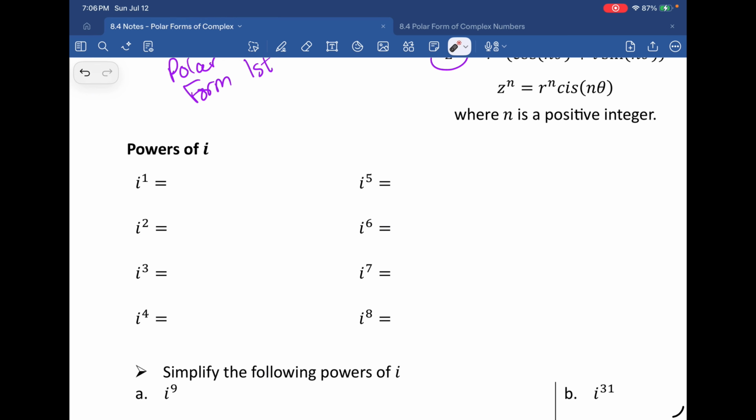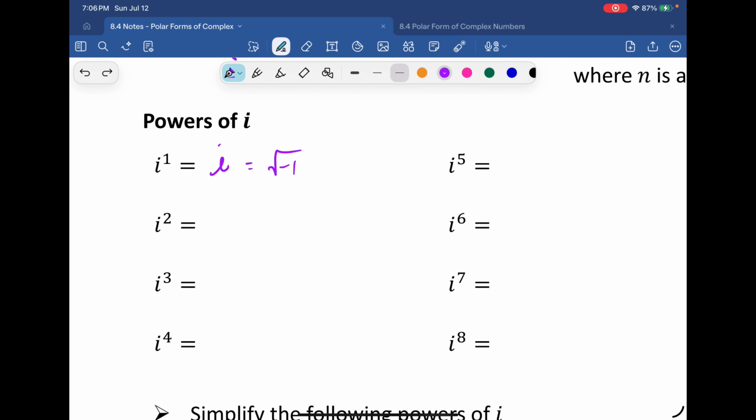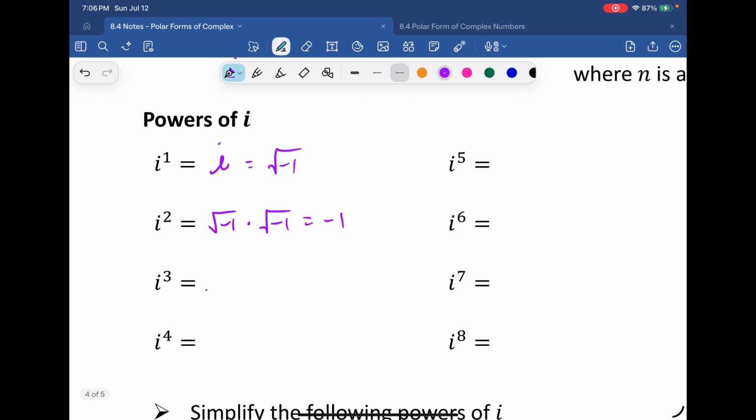So within this, we have powers of i that show up, and you did this in 1513, but let's review it. Anything to the 1 power is itself. Okay, but I need you to remember that that i is really the square root of -1. So if I'm doing i squared, that's really the square root of -1 times the square root of -1, which is -1. Okay, well, i cubed is an i squared times another i, so this is -i.